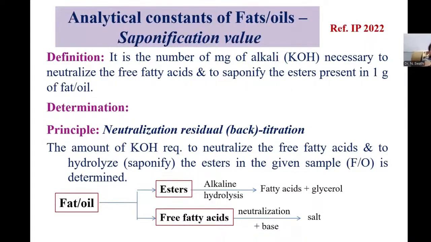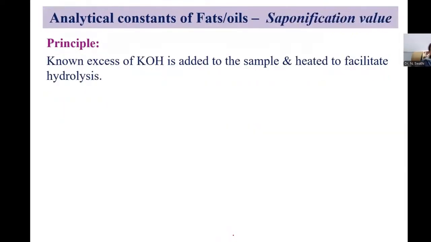So to determine how much alkali is required to perform the saponification, that is alkaline hydrolysis, and also to neutralize the free fatty acids present in the given sample of fat or oil, we will do titration. That means we will do volumetric estimation. So here, to find out these two things, a known excess of potassium hydroxide will be added to the fat or oil sample. Then it is subjected to heating.